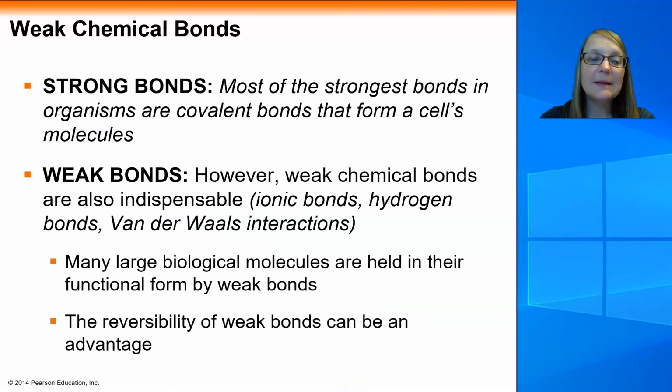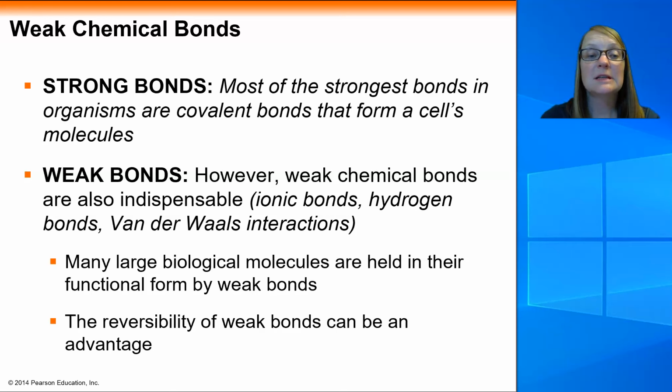All right, now this might be a good time to talk about strong versus weak bonds. We've talked about so far ionic bonds and covalent bonds. Most of the strongest bonds in organisms are going to be covalent bonds that form the cell's molecules. That's really the basic building block of a cell, right? These molecules come together to form the structure of the cell.